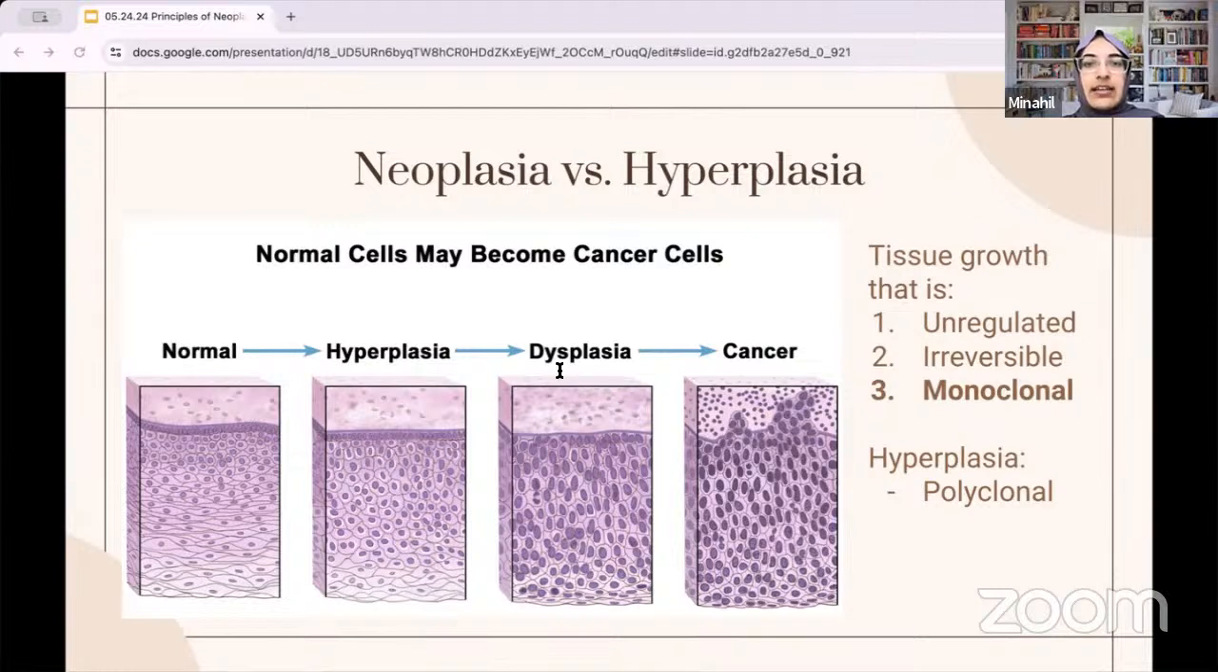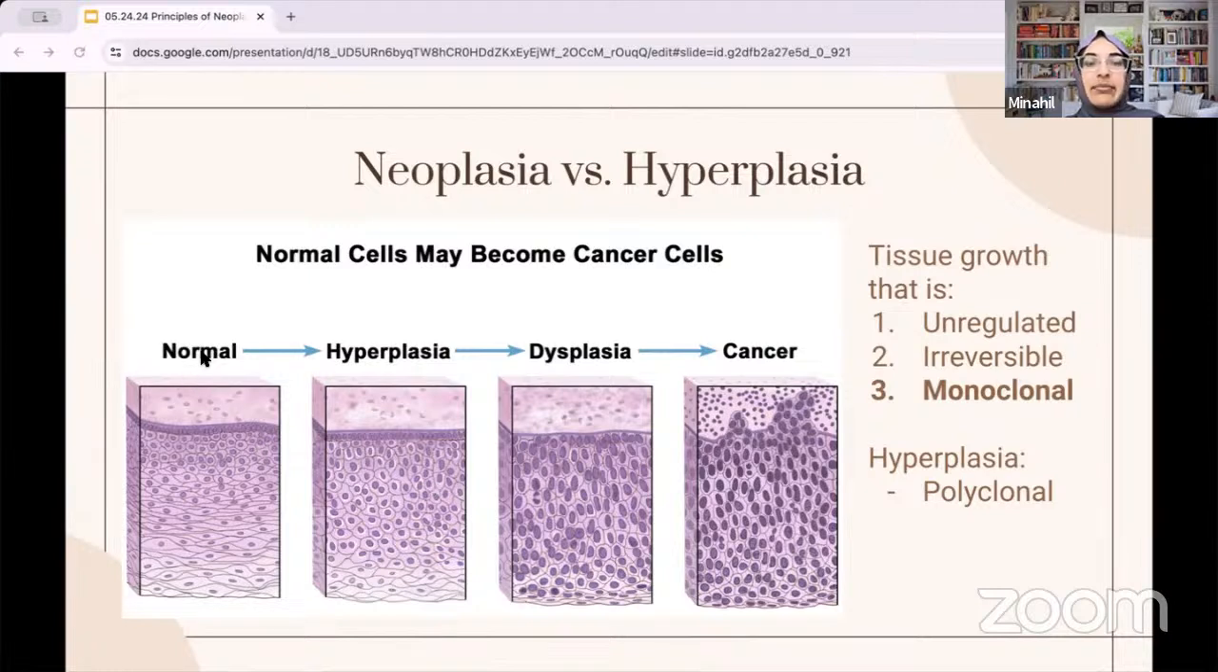This clonality can also be determined by various things: your genes, your environment, and which chromosomes you have inherited from your parents. I think that's a very brief overview, and I'm skimming over the details. But what I want to drive home is that neoplasia is tissue growth that's unregulated, irreversible, and monoclonal. It can also progress from hyperplasia.